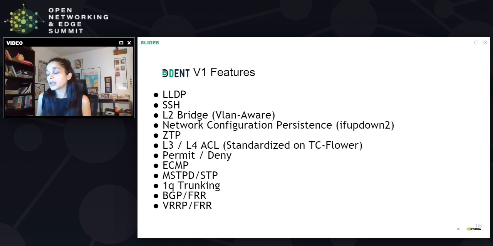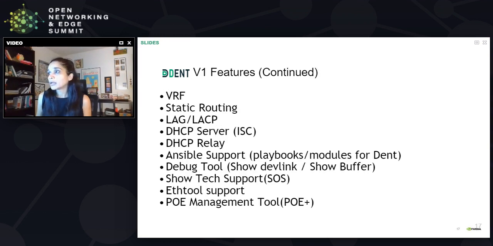So DENT V1 features. I think it goes to the next slide as well. But these are the base features that the DENT V1 release will come out with. Basic LLDP, SSH, and so on. In terms of networking functionality for edge retail, it is L2 bridging, VLAN aware, routing, ECMP. Then in terms of protocols, there is STP, BGP. BGP is the only routing protocol, VRRP with FRR as well. Going further, LAG. LAG is a very base feature for any NAS right now. Debug tooling, Ansible playbooks, DHCP relay, DHCP server, ethtool, and so on.